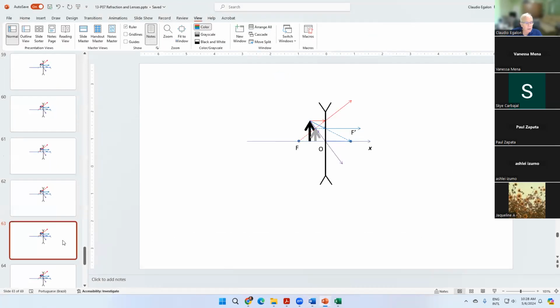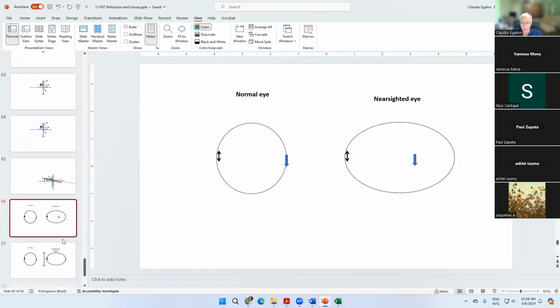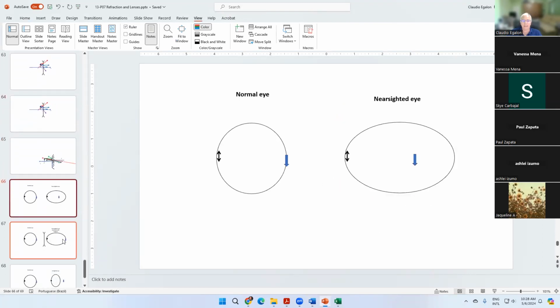Let's see if I have a drawing here to help you understand that. Okay, here you go. Normal eye. Here's the lens. And if you're looking at an object that's far away, the image is formed exactly at the retina.